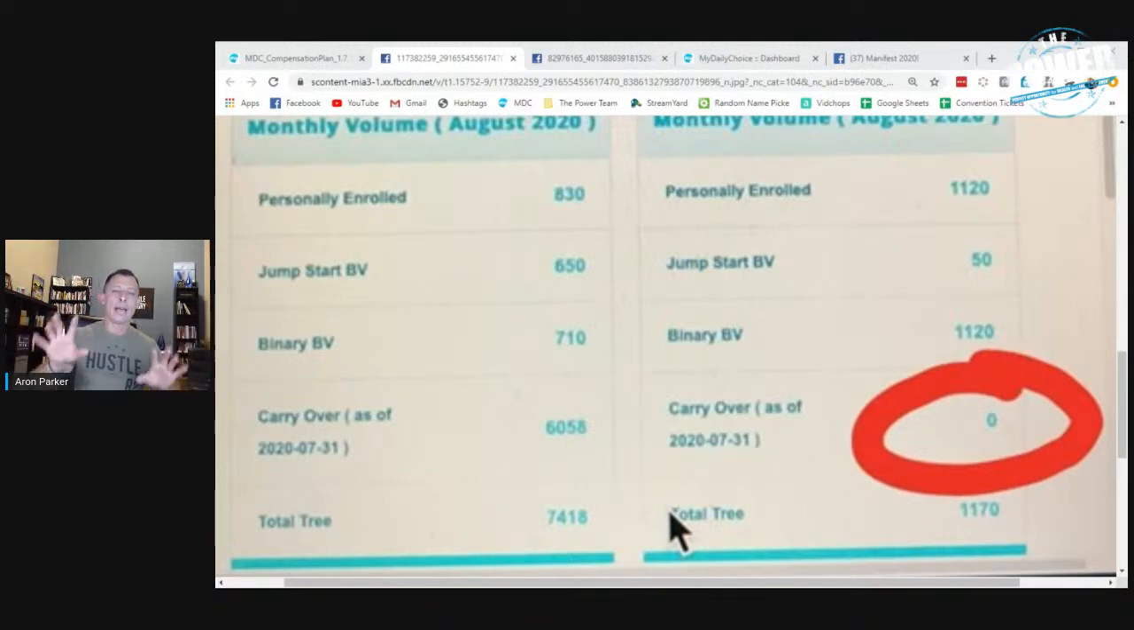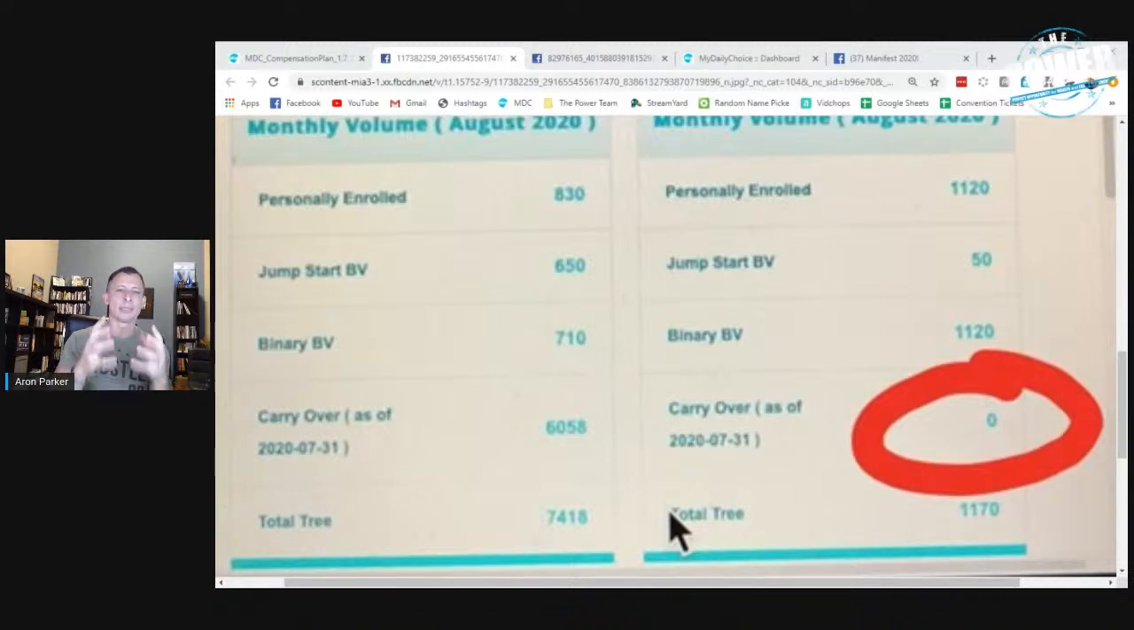We all have to build both legs. We all have to get binary qualified. We all have to get promoted up the ranks. And remember, all the spillover in the world does not help you rank up. You can have 1 million in spillover and you're still just an executive. Does that make sense? So I don't want anyone to get the wrong impression, the wrong idea that, well, how come I'm not getting any spillover? Don't worry about it. You don't need it. It's not a big deal.